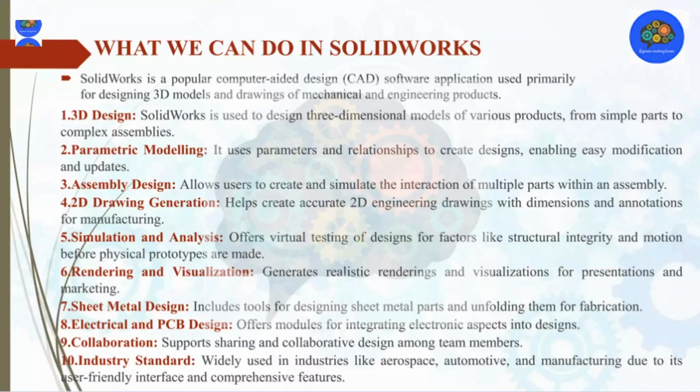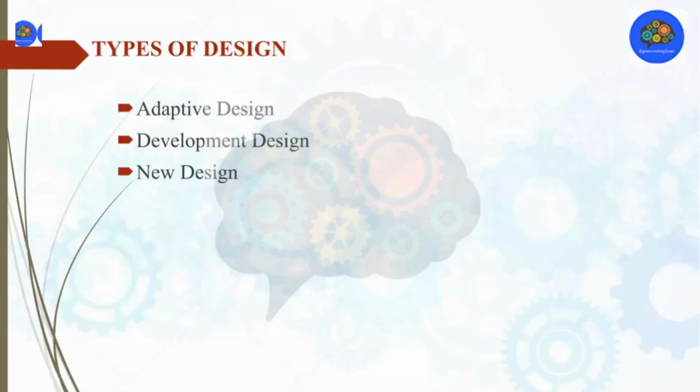Collaboration means collaboration with the other department team members. With other departments like the electrical department and inspection department, we can easily use the same model to collaborate for their standards. It can be widely used for many industries such as the automotive industry, aerospace and manufacturing industry. It is a very user friendly software. And there are three types of designs.